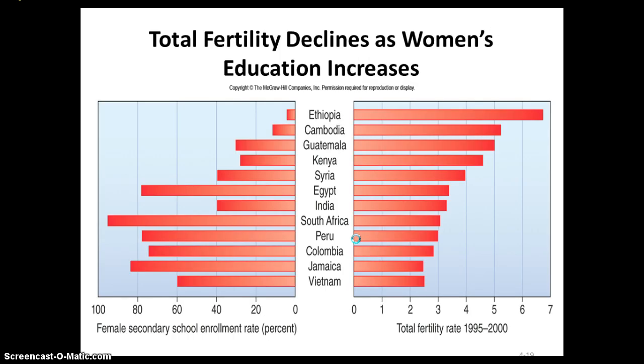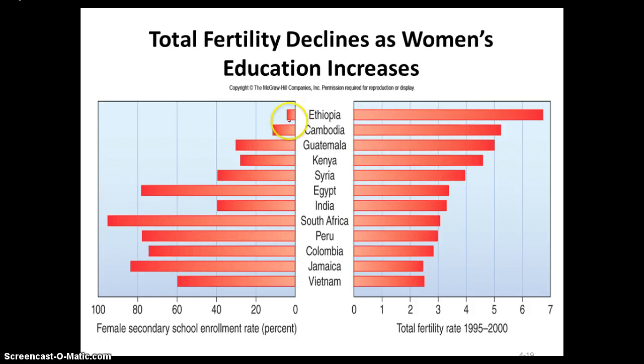The other major factor that we see influences fertility rates in a country is the education of the women in that country. The graph on the left indicates the percentage of women who are enrolled in secondary school, which is like middle and high school. Over on the right, we've got the total fertility rate of those women. A great example is Ethiopia, which has about 5% enrollment of the women in that country. About 5% of them are in secondary school, and they have a total fertility rate of almost 7 children per woman.